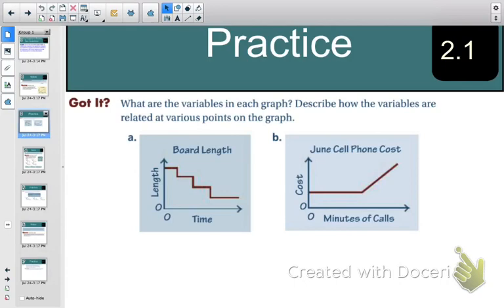We're talking about the June cell phone cost. So what's happening here? It looks like your cost is staying constant for quite a while until you get to so many minutes. We don't really know. It doesn't have any numbers on this graph, so about right here. After you get to this many minutes, whatever that might be, then your cost starts going up. So you have a certain amount of minutes for free, or for a fixed cost, whatever this cost is, and then after a while, it starts going up per minute. And it is going up constantly after a certain point.